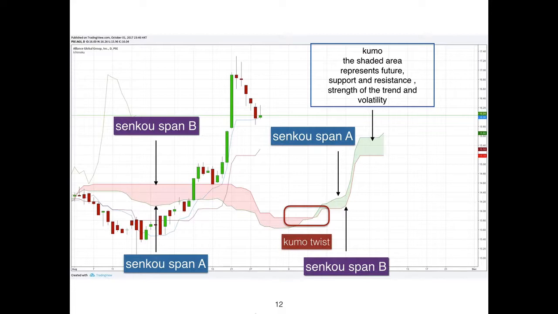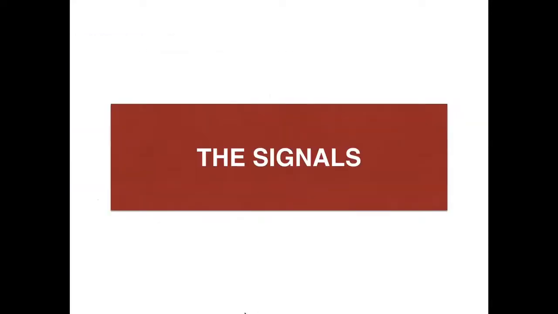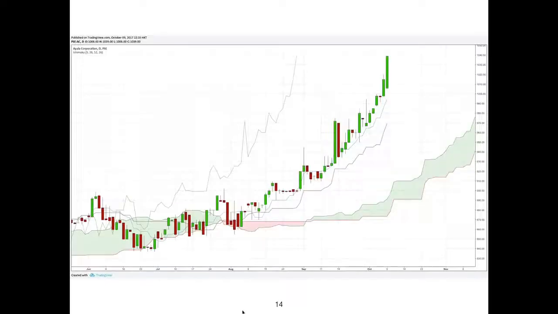The Kumo is the shaded area between the Senkou span A and B. A Senkou span cross happens when the sentiment changes, when Senkou span A and B reverse positions. This is what we call a Kumo twist. So these are the signals in Ichimoku.